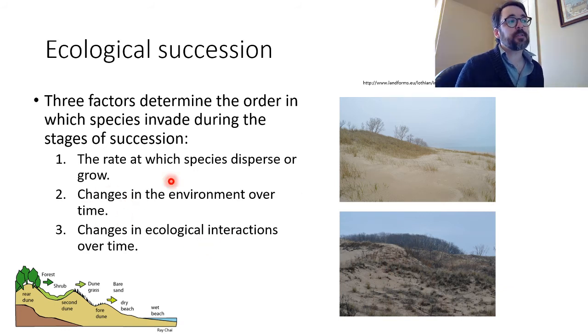Changes in the environment over time matter, right? Even if an acorn got down to the beach, it probably couldn't grow in bare sand. And then changes in ecological interactions over time, right? As soon as you have trees, the grasses and stuff probably can't grow as well in the shade of those trees as they can out on the open dunes closer to the lake, right?